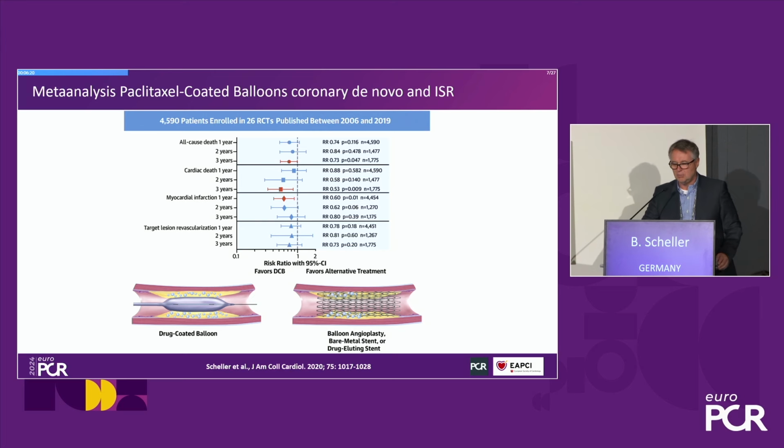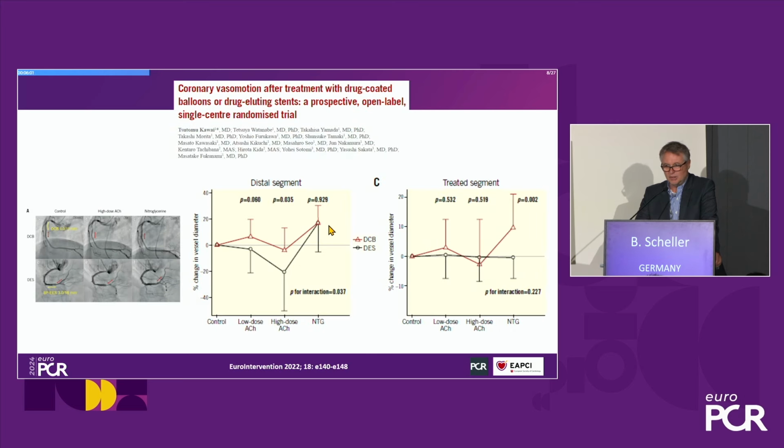No cause of concern with respect to paclitaxel. This is our coronary meta-analysis we published a few years ago. You can see the myocardial infarction rate with DCB only is significantly lower within the first year. This means the risk of acute vessel closure is not there compared to stenting or other modalities, and there are no signs of increased mortality.